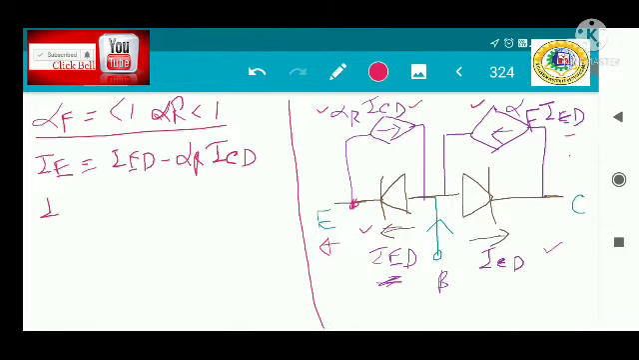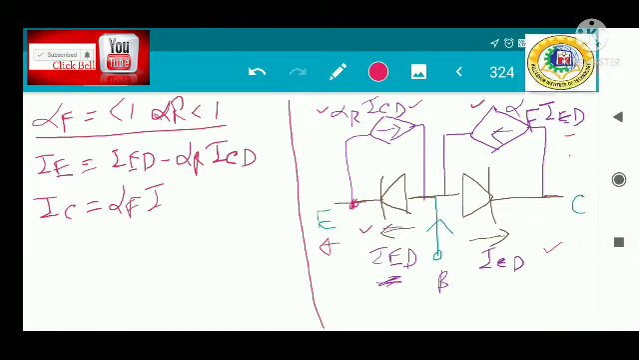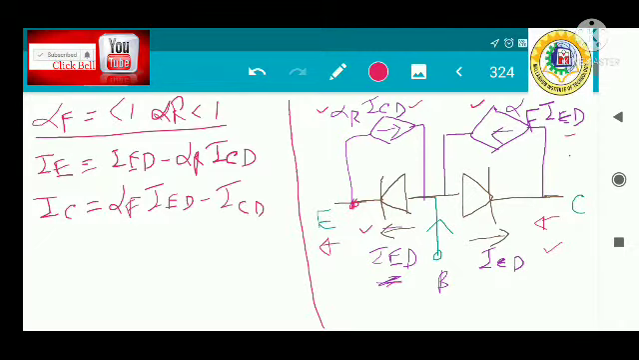Now IC is represented as alpha F IED minus ICD, with IC in that direction. So just look into the diagram and apply the KCL, then you will get these two currents.